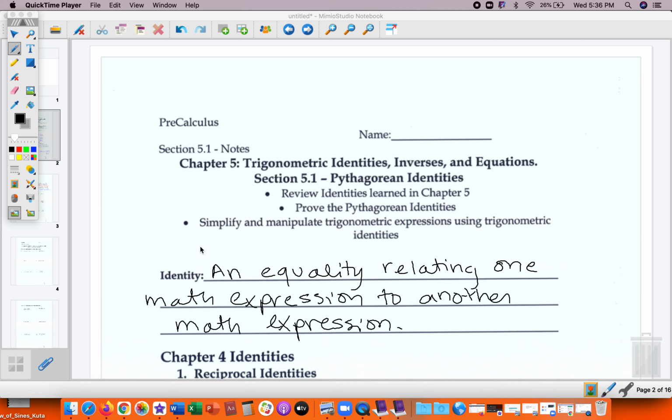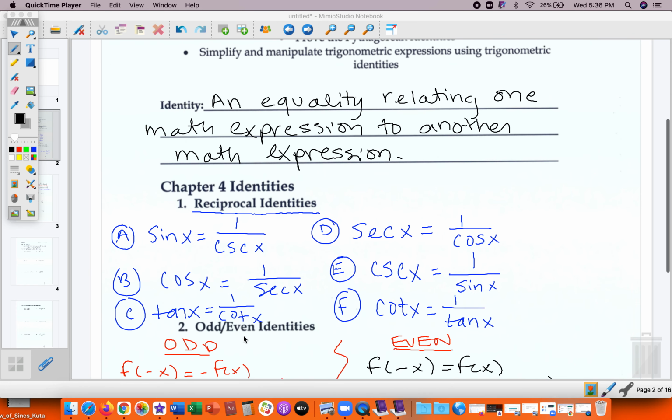We're looking at trig identities, inverses, and equations. An identity is an equality relating one math expression to another math expression. Let's take a look at some of these identities.